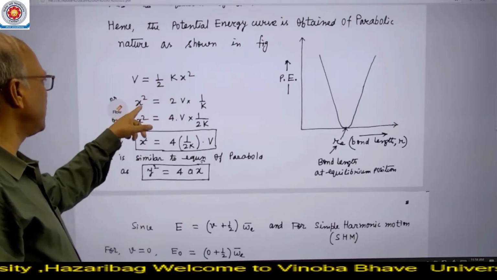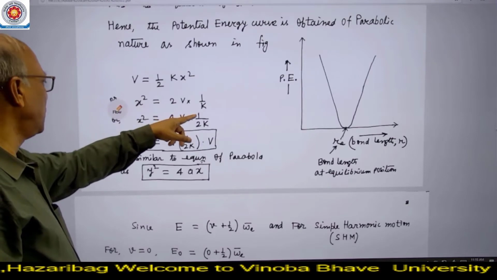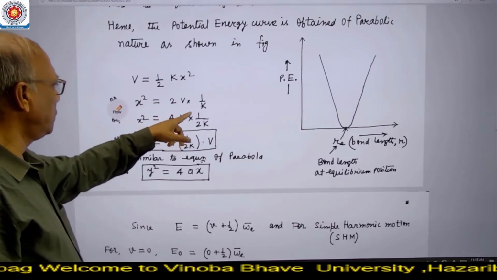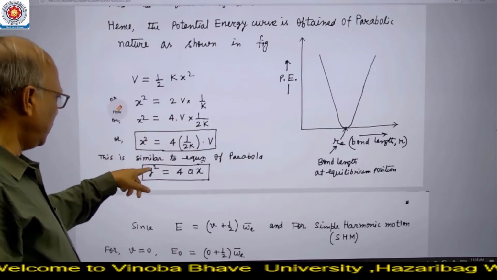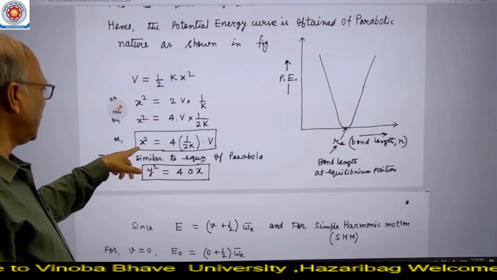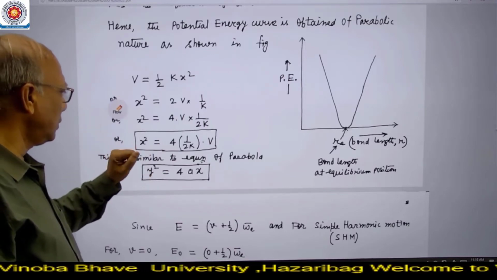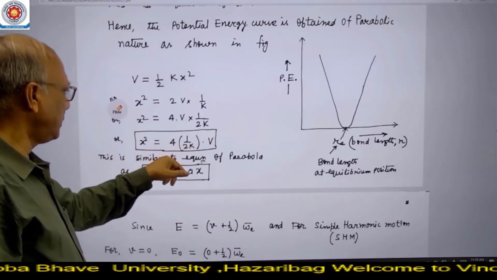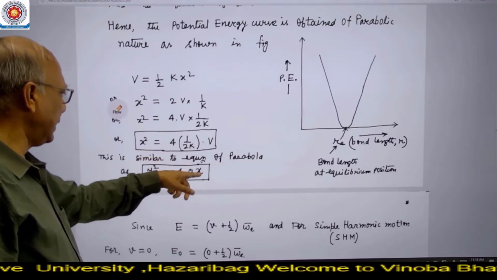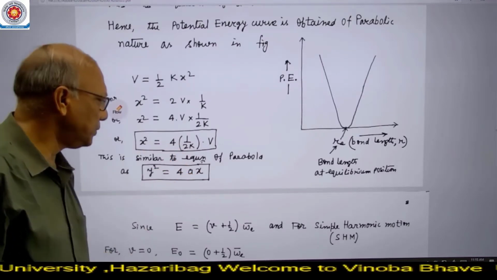This equation which we have obtained for the potential energy, V is equal to half kx square, can be rearranged in the form of this equation. Here x square is equal to 2V into 1 by k, and x square is equal to 4 into V into 1 by 2k. So, in order to bring this equation in the form of the equation of a parabola, we can write x square is equal to 4 (1 by 2k) V, that is, in the form of 4ax, where a is equivalent to 1 by 2k.